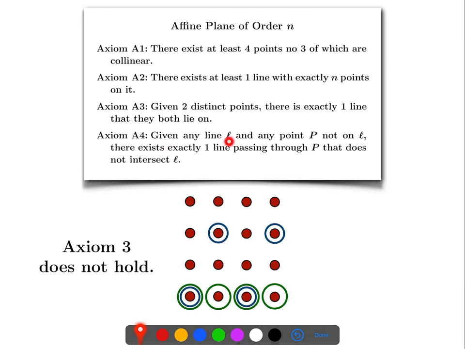So axiom A4 would not be correct, because if I take my L that I described and the point P being the origin, then there's not exactly one, there are two lines passing through P that are parallel to L. So axiom A4 does not hold as well. And so for this problem, the answer could have been either axiom A3 or axiom A4, because I just asked for one axiom that doesn't hold, but neither of those hold.